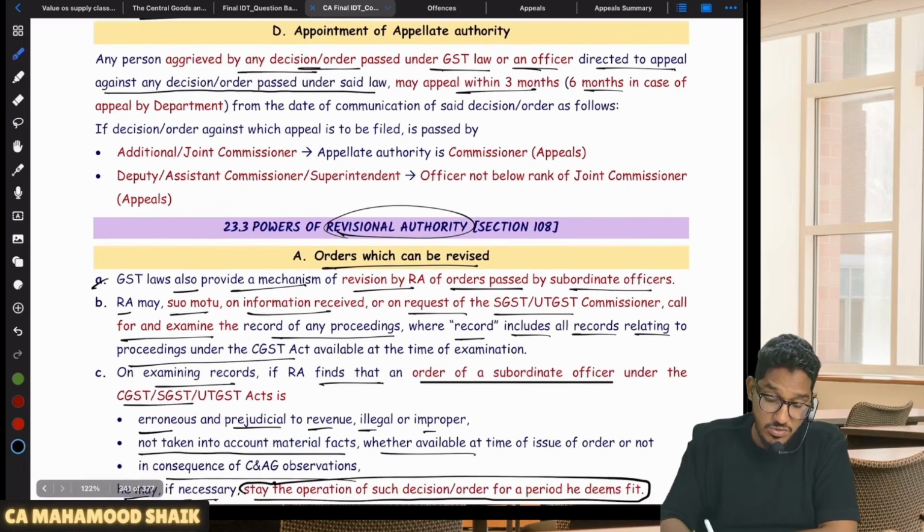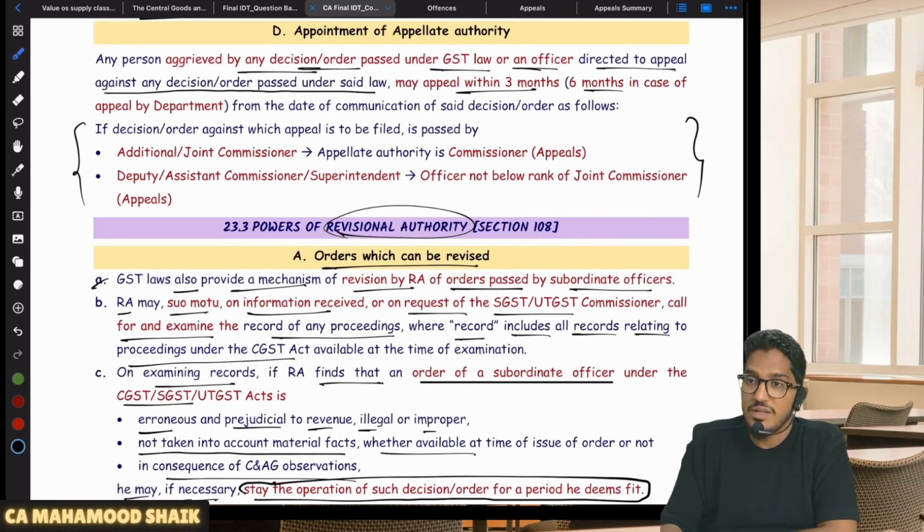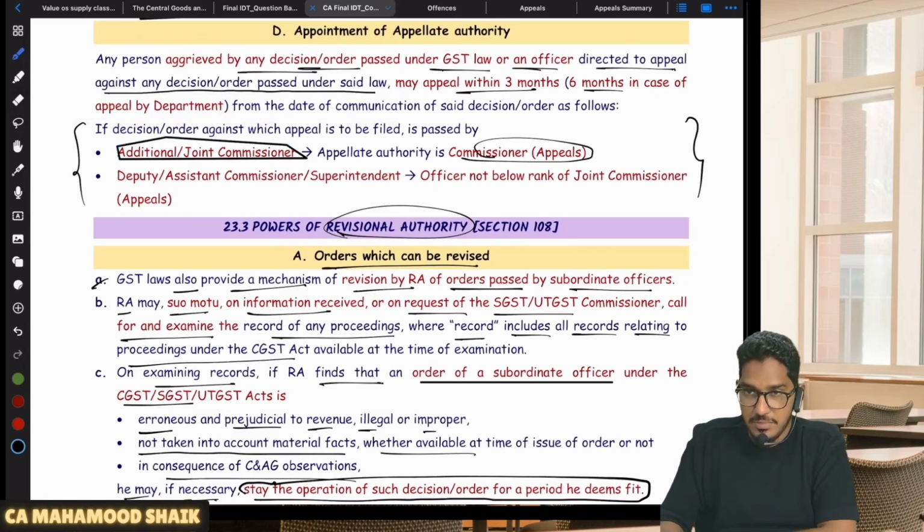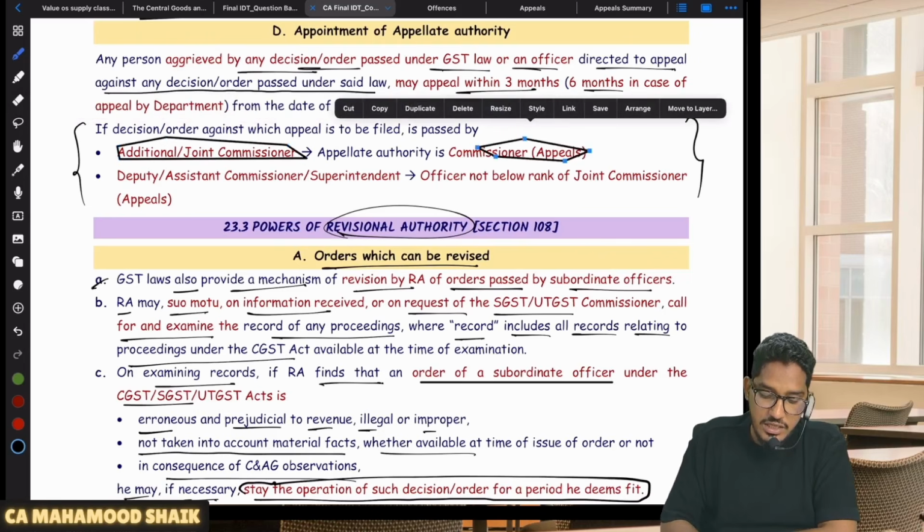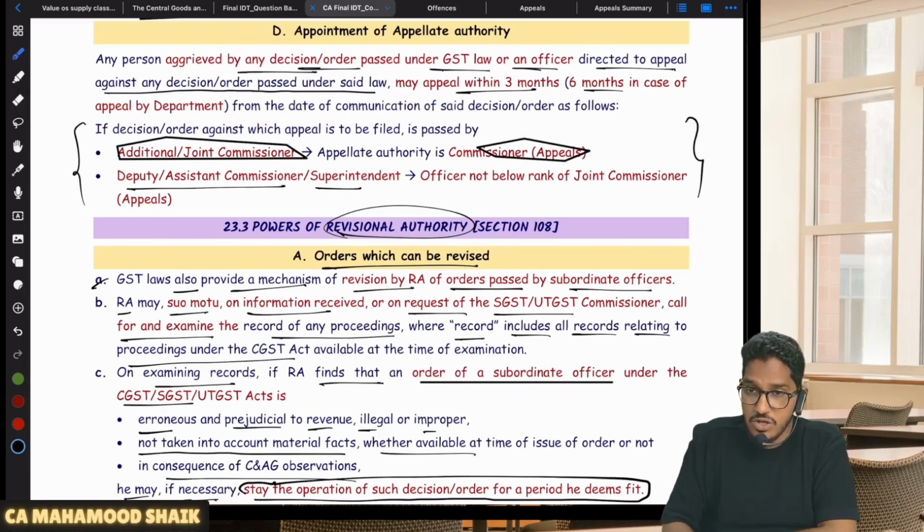See, what is the whole discussion? Who will be that appellate authority? That's what they are saying. Who will be that appellate authority? As I have told, if the adjudicating order is passed by an additional or joint commissioner, then directly commissioner appeals. If the adjudicating order is passed by a deputy or assistant commissioner or superintendent, directly you can go to joint commissioner appeals or additional commissioner appeals.